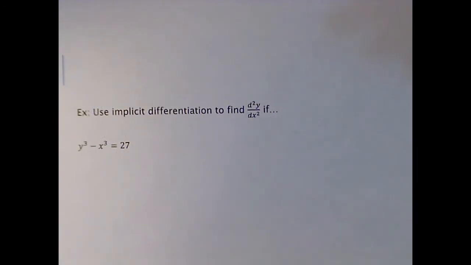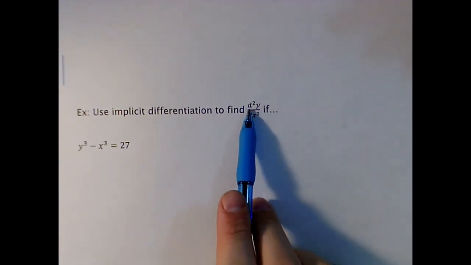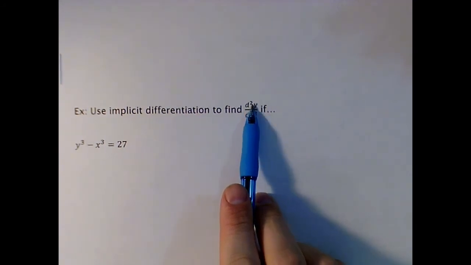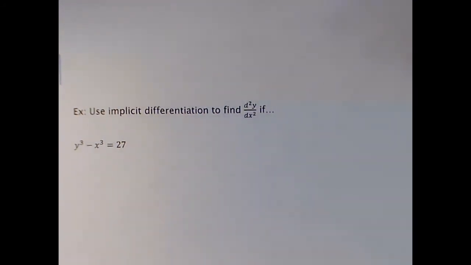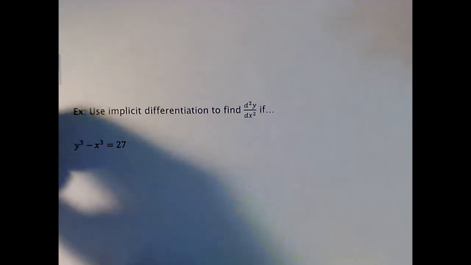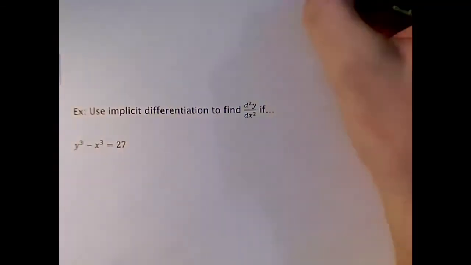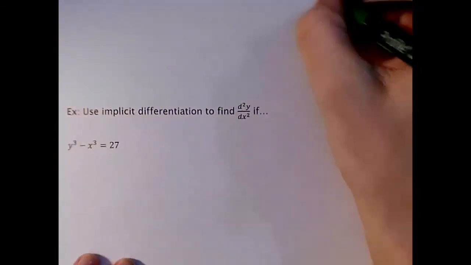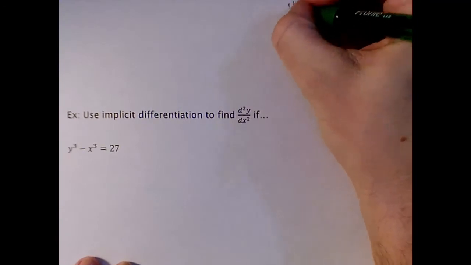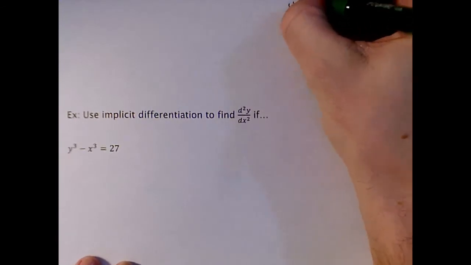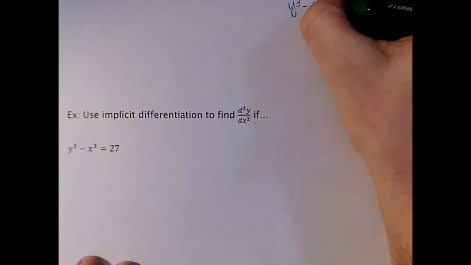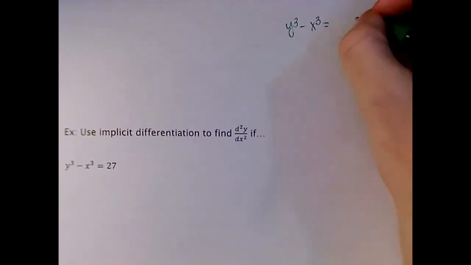All right, we are going to use implicit differentiation to find, what does that mean? The derivative second time around, or the second derivative. I don't know why I had to word it the way I did that first time, but it is what it is. I'm going to do this way up here where I'm pretty sure I'm going to need all the space I can get. y cubed minus x cubed equals, save some room, 27.